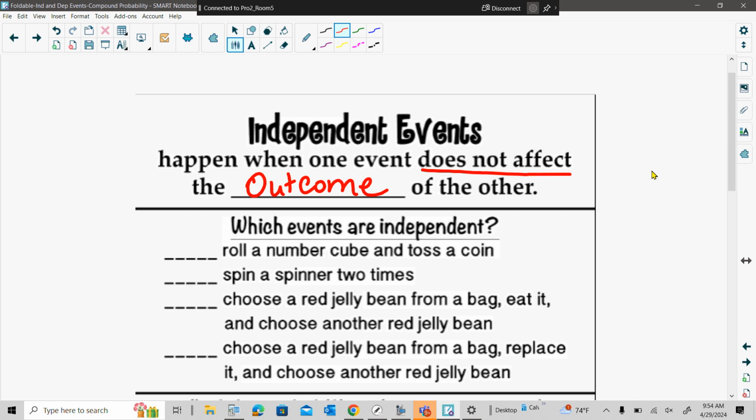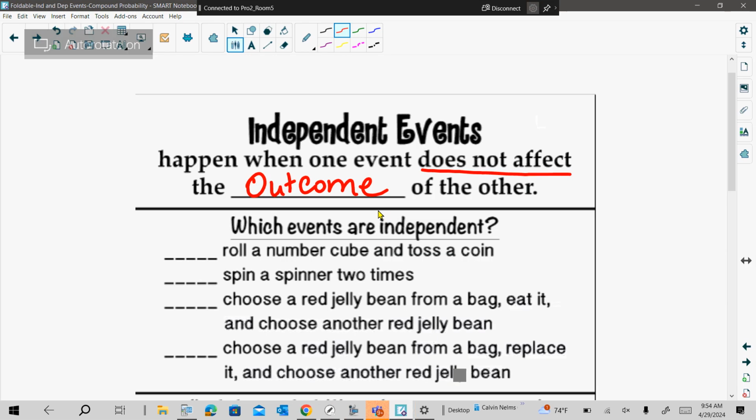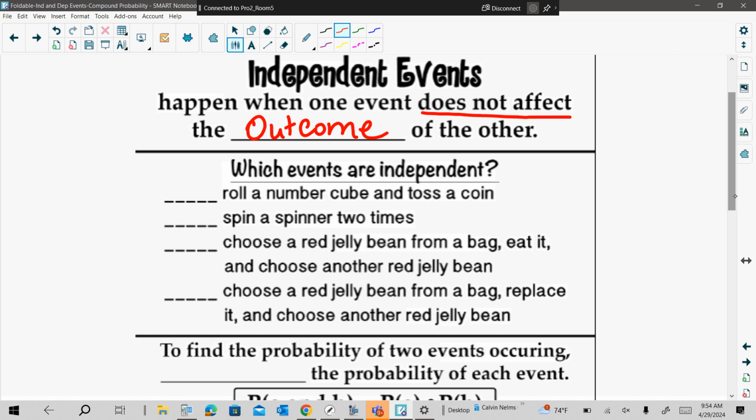All right, so what I need you to try to determine, the first one is just different scenarios, and then we're going to determine if the event is independent. So if you roll a cube and toss a coin, does rolling a cube affect your toss of the coin? No. So since it does not affect it, this is an example of an independent event. You can put an X or a check.